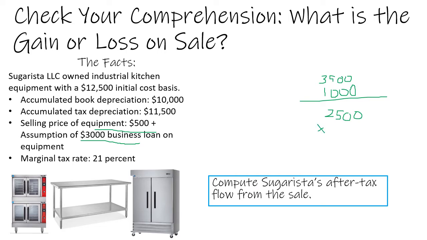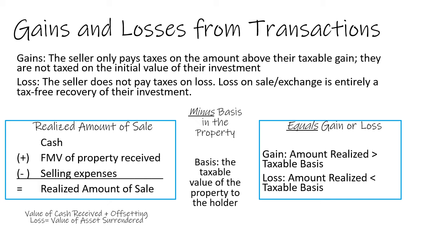If she pays 21% tax on the sale, she would then owe the IRS $525 on the gain that she recognized upon selling her equipment. So a taxpayer only pays taxes on gains. Any amount above the initial value of their investment is taxable. They are not taxed on the initial value of their investment. This is just a recouping of assets.